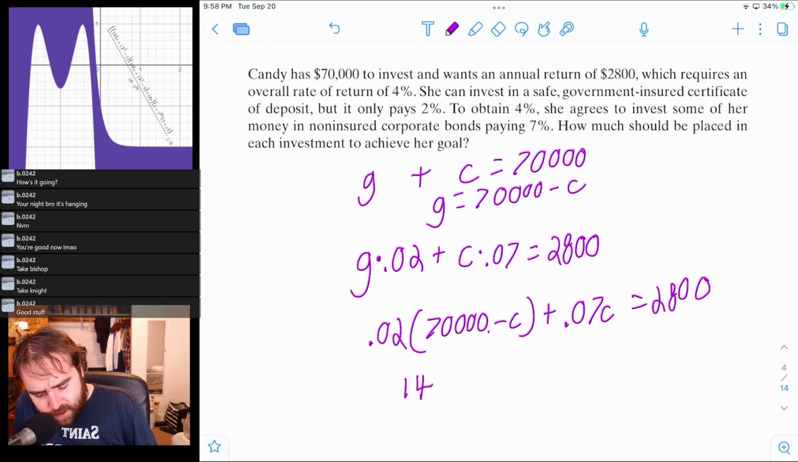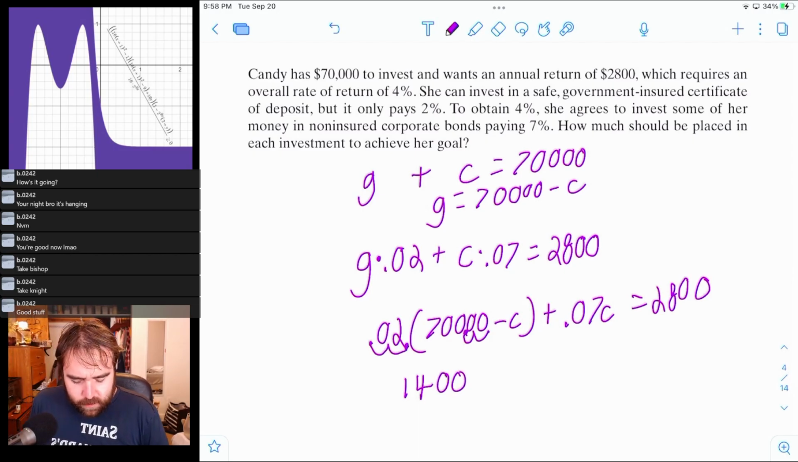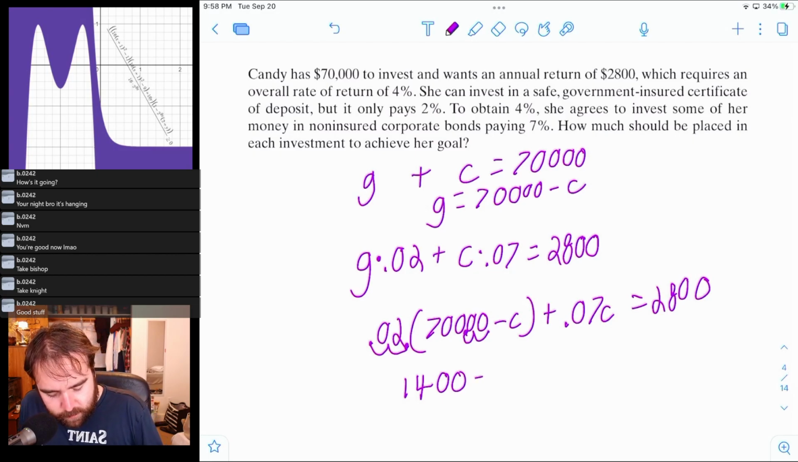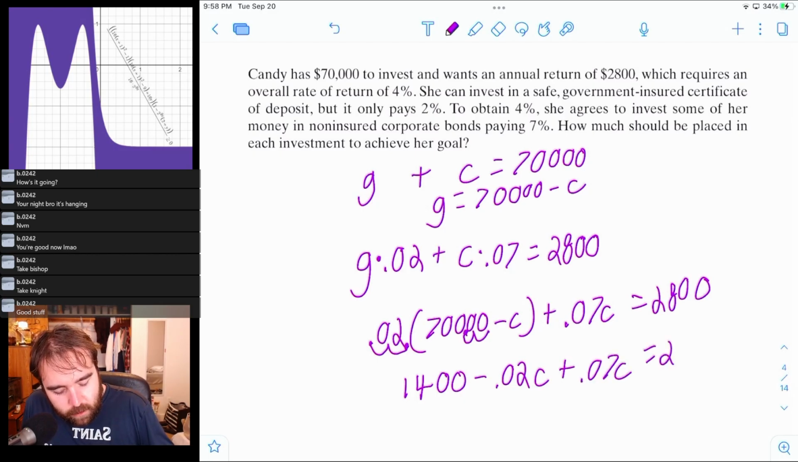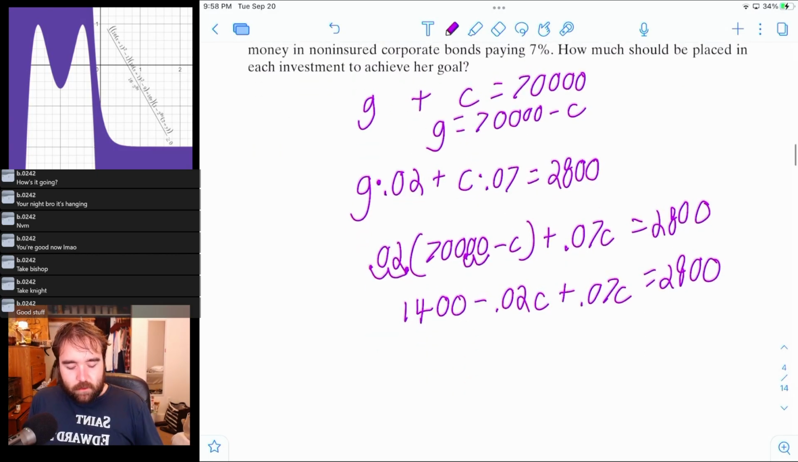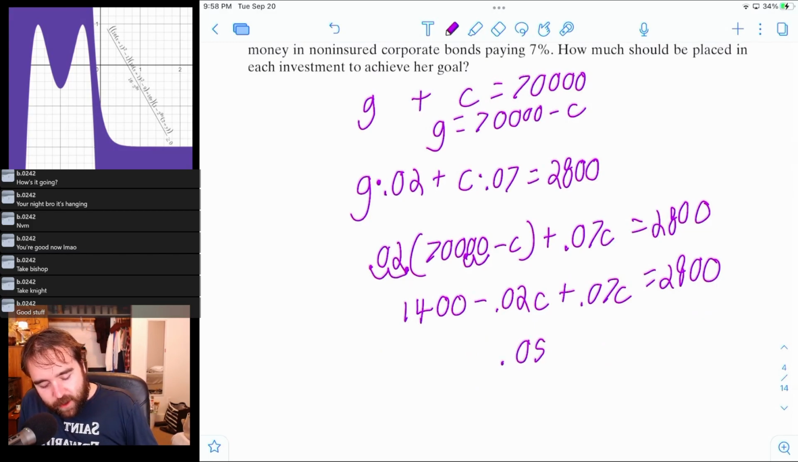So let's see. 1, 2, cancel that decimal to put it there. So it's going to be 2 zeros, 1,400. 1,400 minus 0.02C plus 0.07C equals 2,800. So we'll have 0.05C is 1,400, and divide by 0.05.